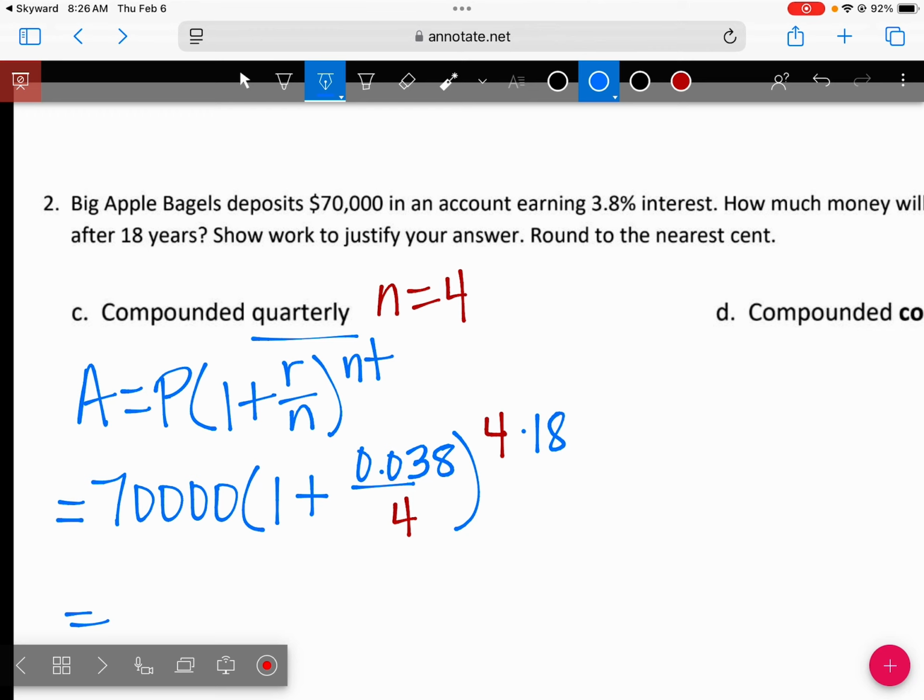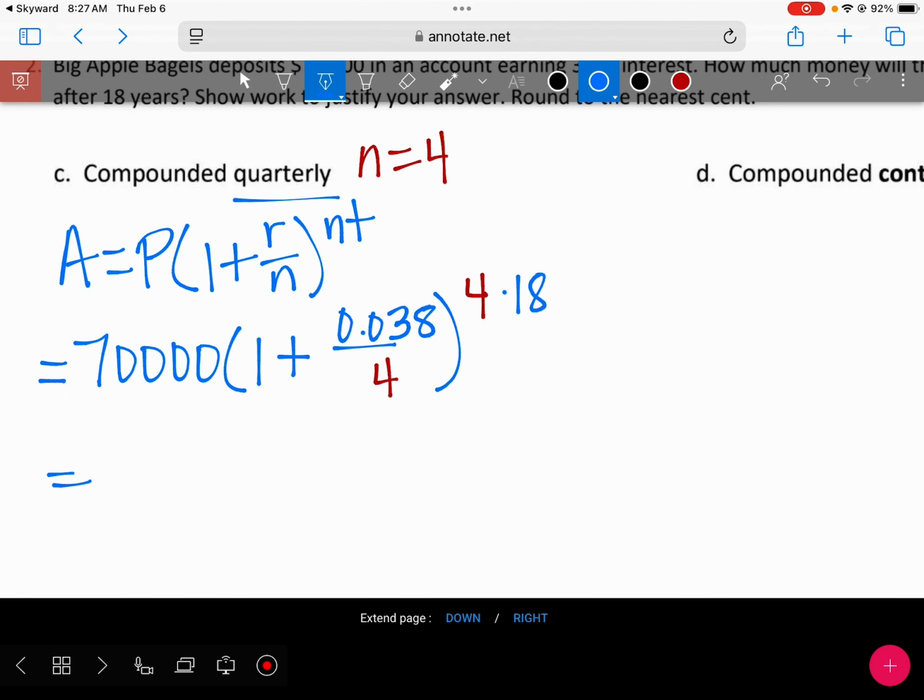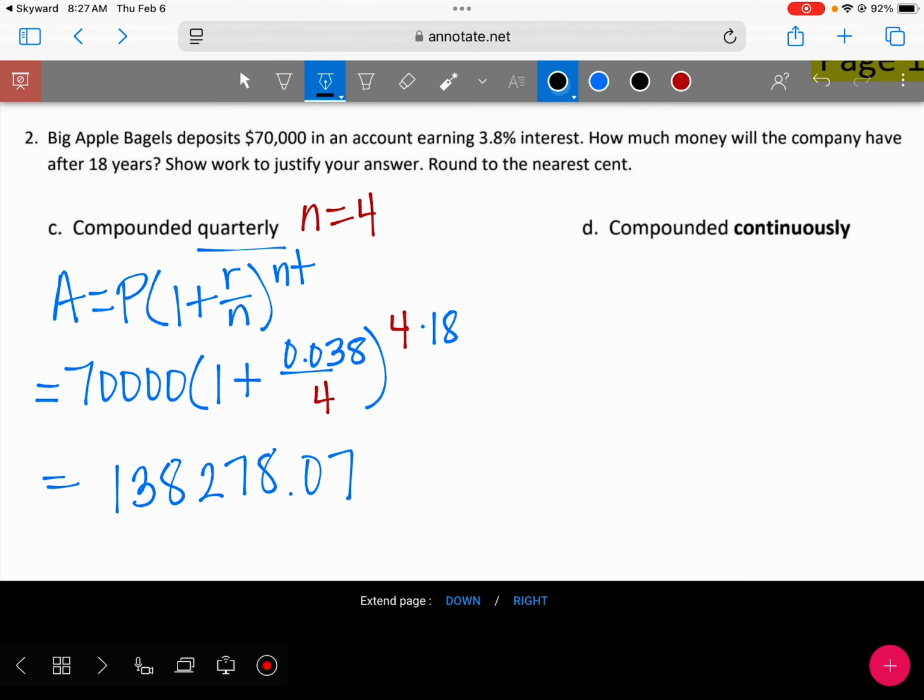Again, your answer should be close to 138,000. 138, 136, 137. All of your answers should be close together. There shouldn't be a huge difference between them. So did you get 138,278.07? Who had that answer? All right, and then the last one says that magic word that we just talked about, and that is continuously.